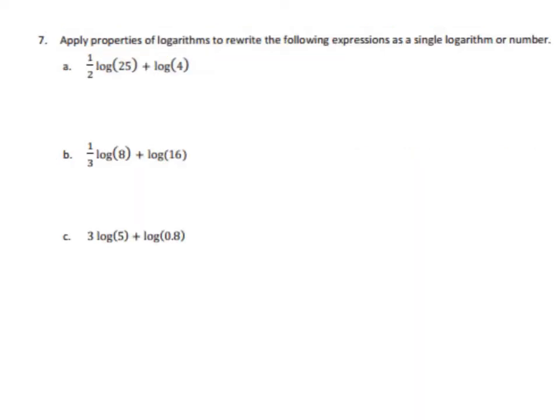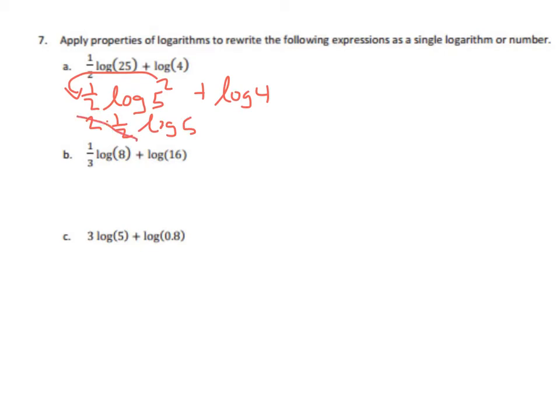Alright, so we're going to manipulate some of this stuff. So this is half log of 25, which is 5 squared, plus the log of 4. And all they want us to do is rewrite as a single logarithm or number if possible, and sometimes you can't combine them. You can take this 2 and put it out in front, so 2 times a half, log of 5. Well, what's 2 times a half? They cancel. So I basically just got log 5 plus log of 4.